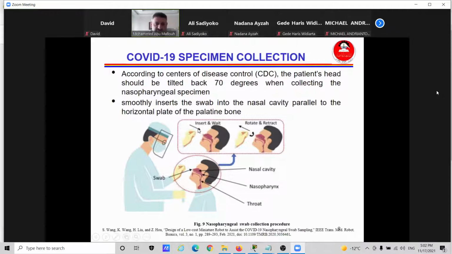So what happens is that the health worker inserts the swab parallel to the palatine bone. It goes inside until it reaches this area called the nasopharynx. This is a very sensitive area. The doctor should be very careful not to hit this area hard because it's very sensitive and very close to the brain. Then the doctor rotates the swab and retracts it. This is how it's done manually.